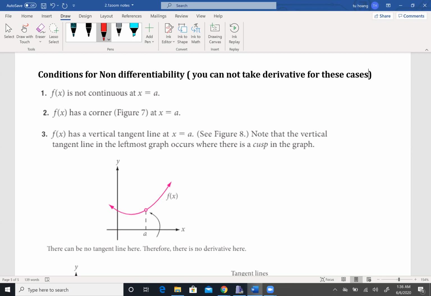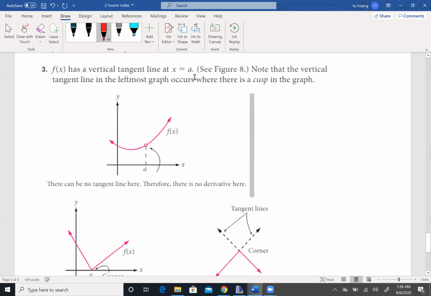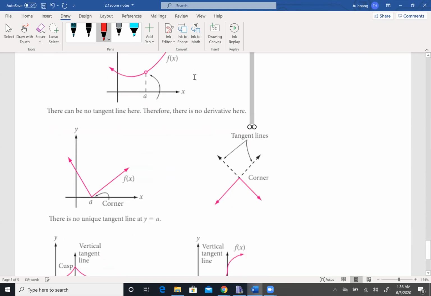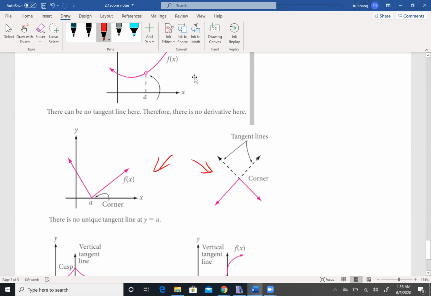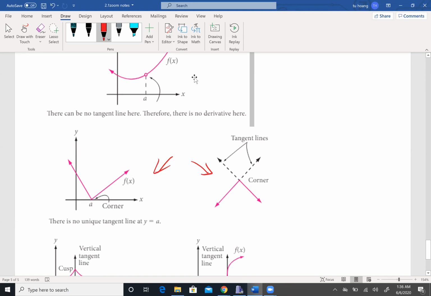The second one is f(x) has a corner. So look at figure 7 at x equal to a. You see that here there is a corner on the graph, so you cannot take the derivative of f(x) when x equal to a. Okay, and that is the second case.